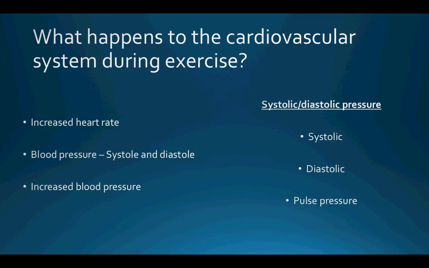Diastolic blood pressure is the pressure of the blood during the relaxation phase between heartbeats when the heart is at rest. It depends mainly on the elasticity of the arteries and the quality of the vessels. And finally, pulse pressure is the difference between systolic and diastolic pressures.